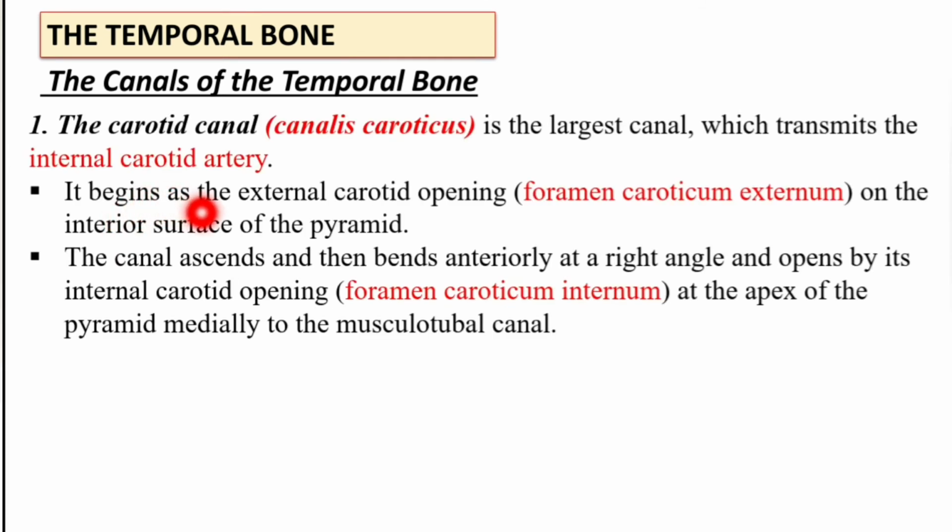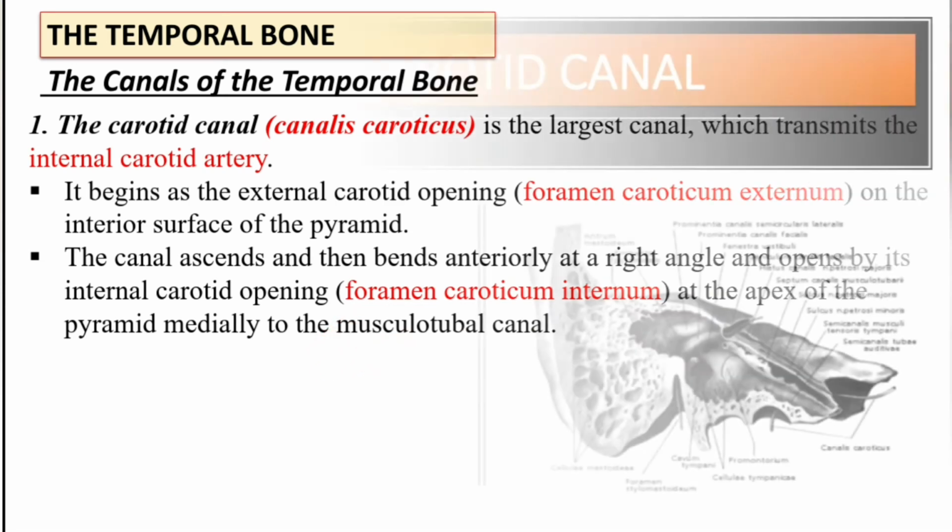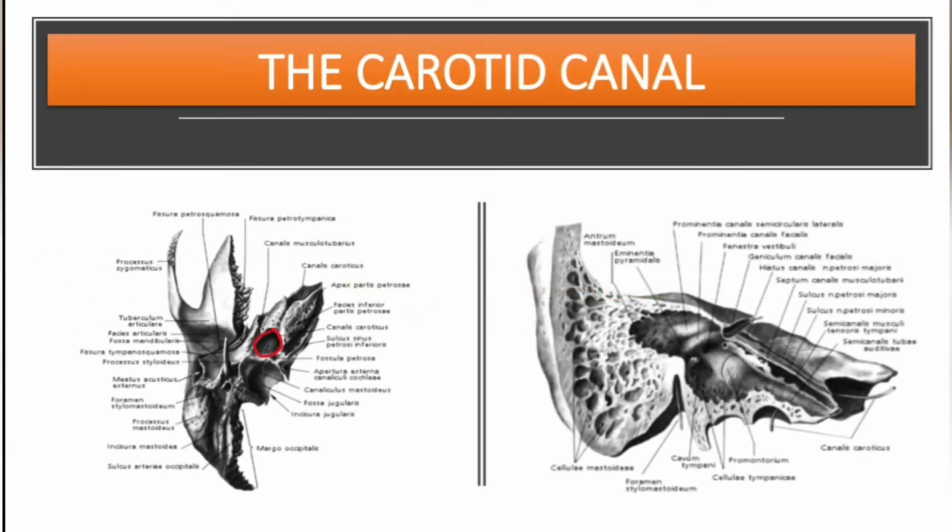It begins at the external carotid opening, foramen caroticum externum, on the inferior surface of the pyramid. The canal ascends and then bends anteriorly at a right angle and opens at its internal carotid opening, that's the foramen caroticum internum, at the apex of the pyramid, medial to the musculotubal canal, right? So here is the carotid canal. This is the external foramen, and here is the internal foramen. It's medial to the musculotubal canal.